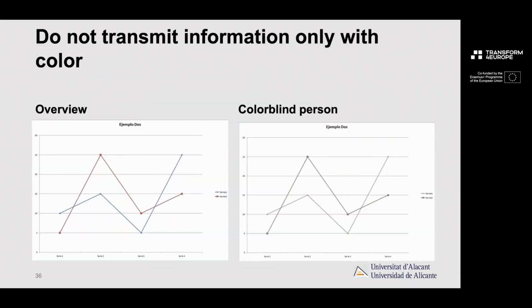Another example, please see the following graph. It is the way that it is seen for people without disabilities and for the people with color blindness or low vision. If we do not differentiate this line, the color-blind person cannot differentiate both lines, okay? Because we use only the color for them. One solution is, as we did here, to put a different marker in the inflection points of the lines. For example, a circle for the blue line and a square for the red line.